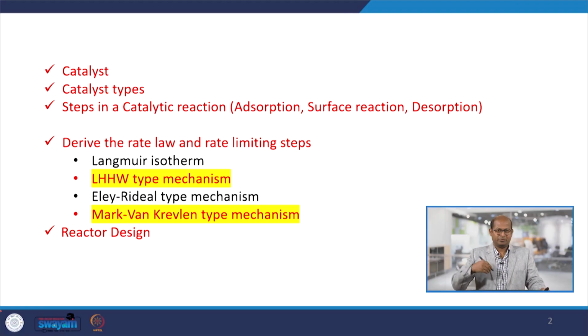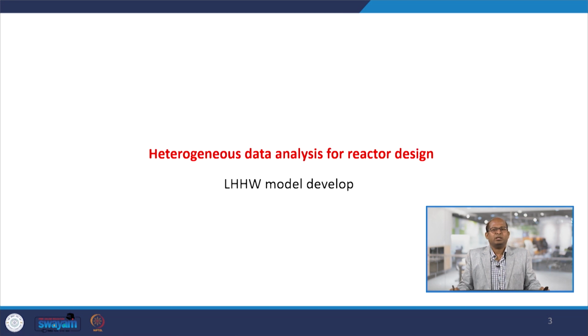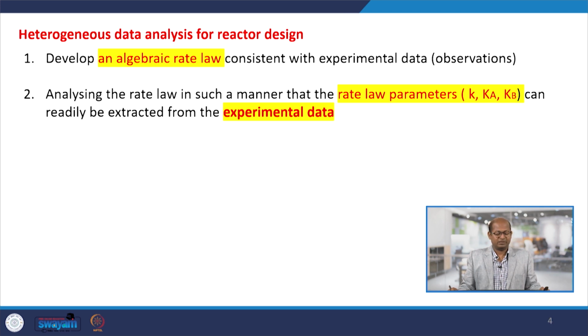So, we have to consider different types of mechanisms. Here there is the Langmuir-Hinshelwood type mechanism, and the Mars-van Krevelen type of mechanism is also there. These are the things we can discuss today by considering one numerical problem. First we will develop Langmuir-Hinshelwood type models. How to develop that? I will discuss it step by step.